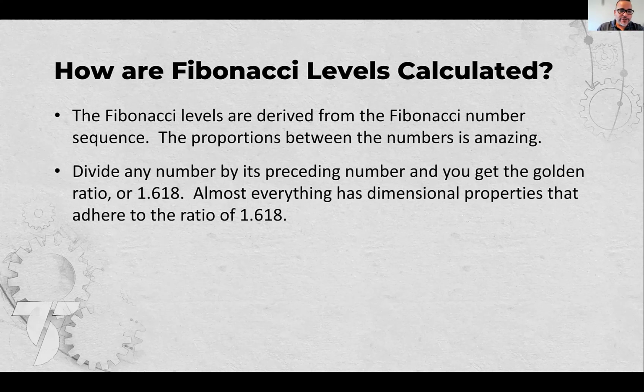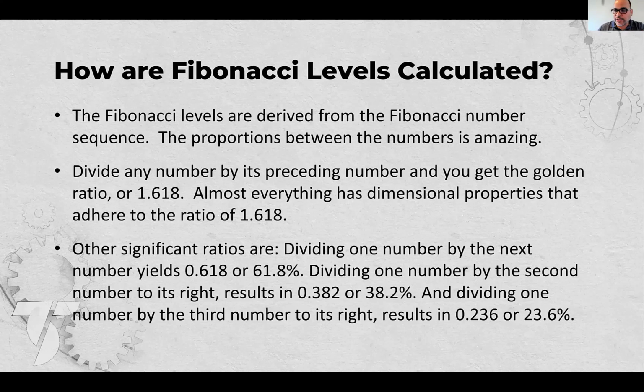So yes, division is what's going to give you this golden ratio of 1.618. Other significant ratios, and this is where the whole Fibonacci levels come from, is dividing one number by the next number, which yields 0.618 or 61.8%. Dividing one number by the second number to its right results in 0.382 or 38.2%. And dividing one number by the third number to its right results in 0.236 or 23.6%. And guess what? These percentages that you see here are exactly the percentages that are represented by any Fibonacci drawing tool.